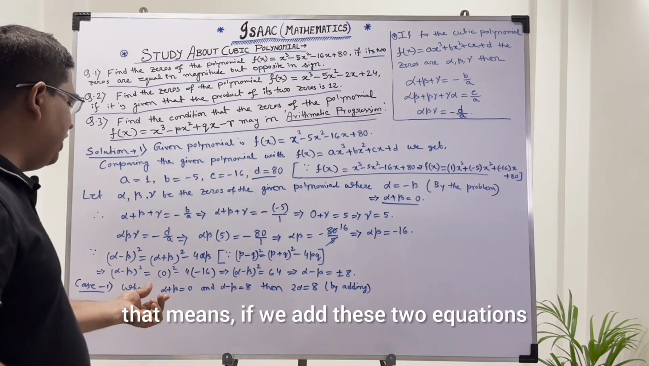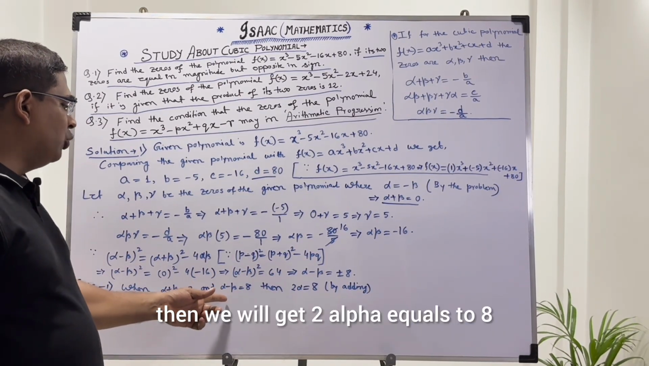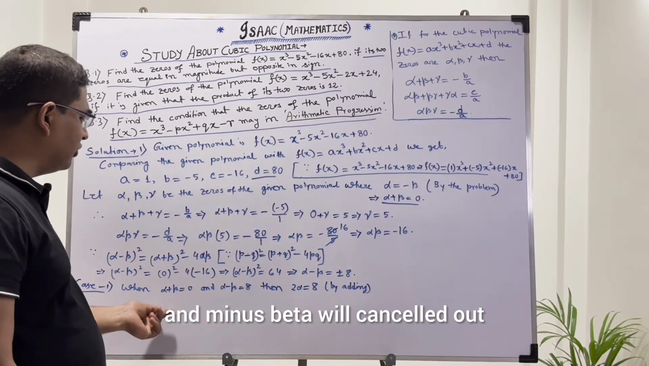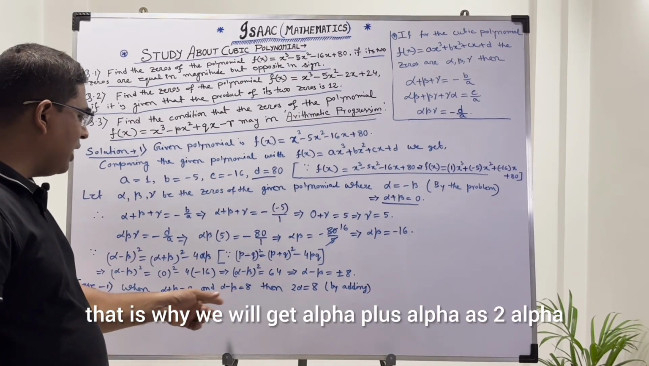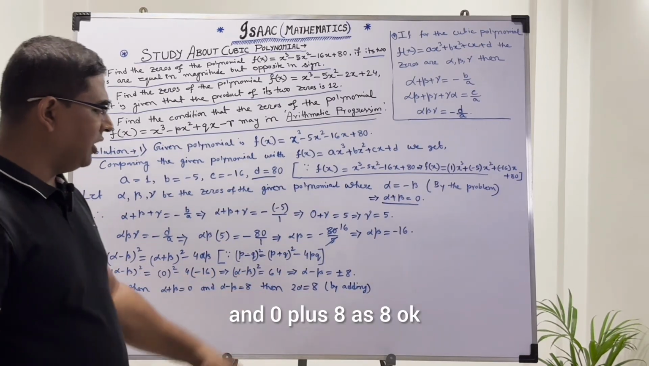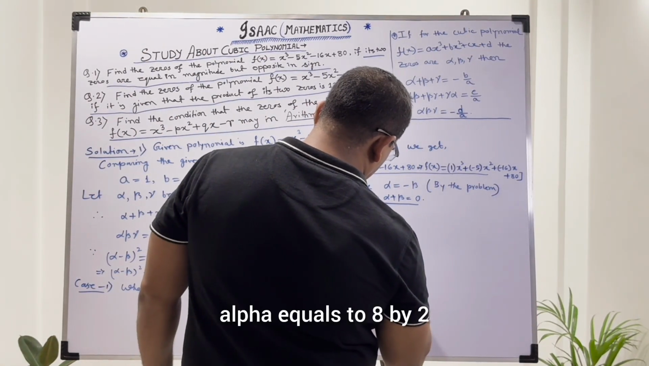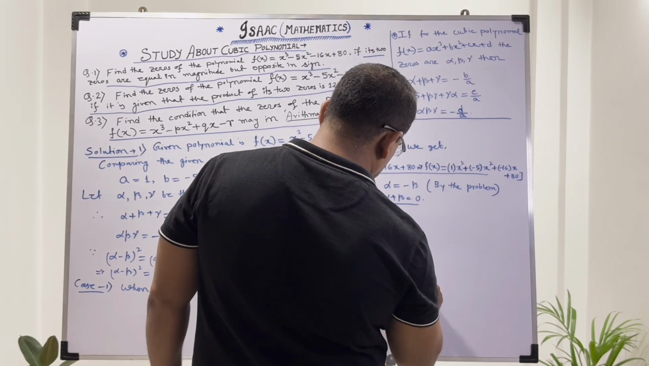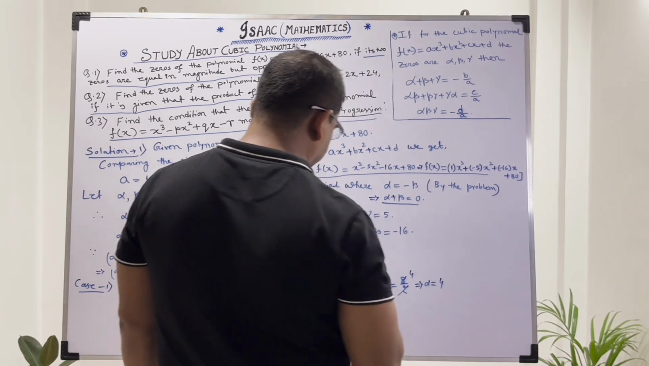That means if we add these two equations, then we will get 2 alpha equals 8, because plus beta and minus beta will cancel out. That is why we will get alpha plus alpha as 2 alpha and 0 plus 8 as 8. So this will give alpha equals 8 by 2, that is alpha equals 4.